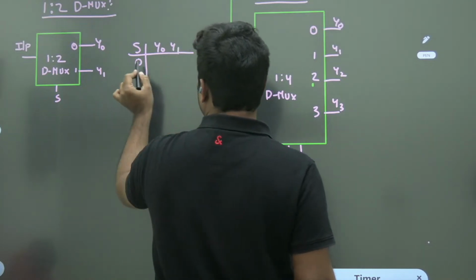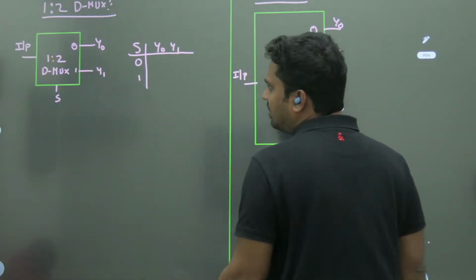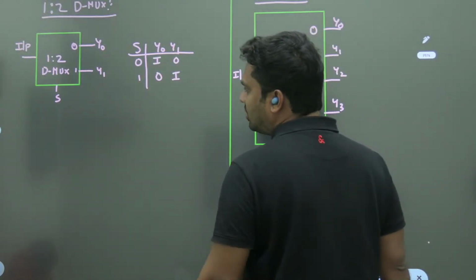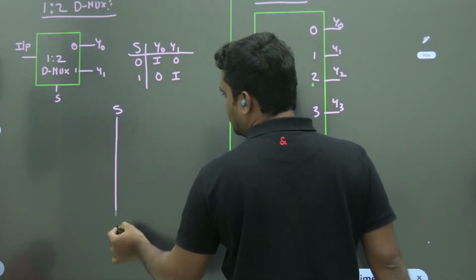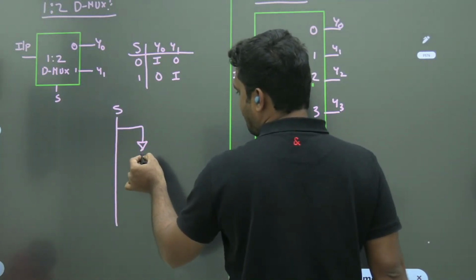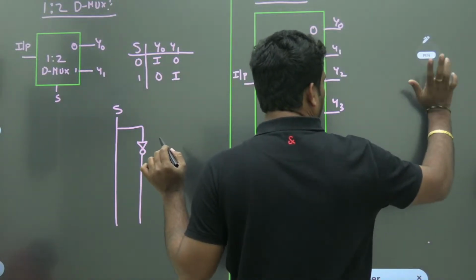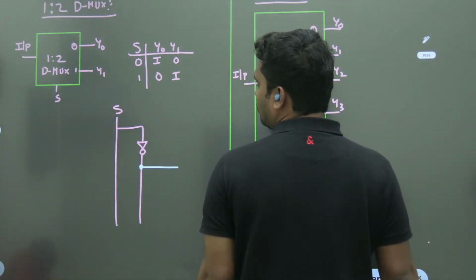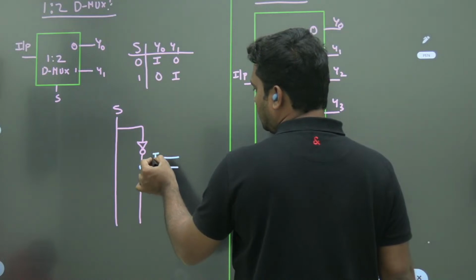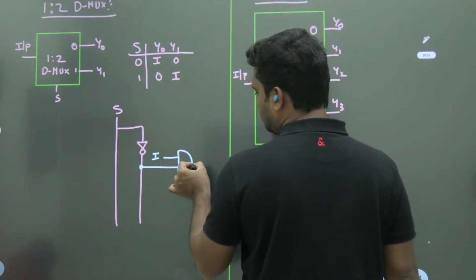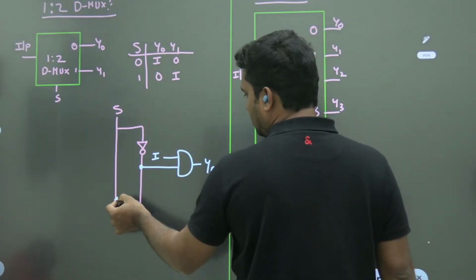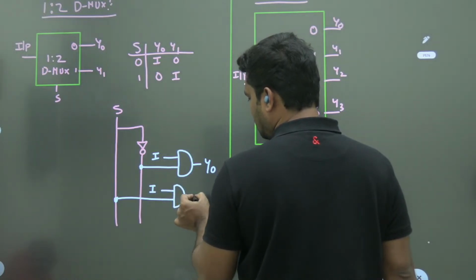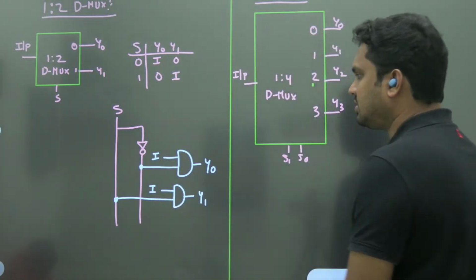When selection input is 0, your input I will be transferred to y0. When selection input is 1, input I will be transferred to y1. So the selection input. When selection input is 0, the input I will be transferred to y0. When the selection input is 1, the input I will be transferred to y1. This is how the design is made.